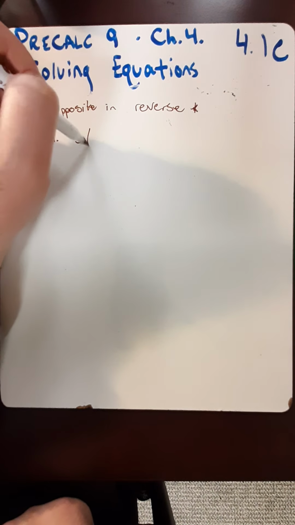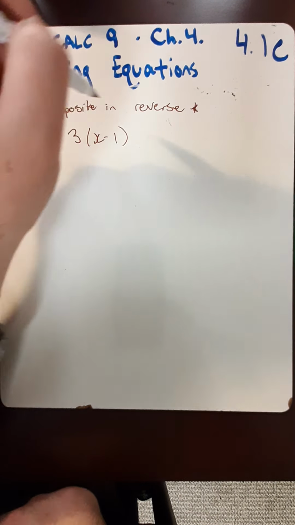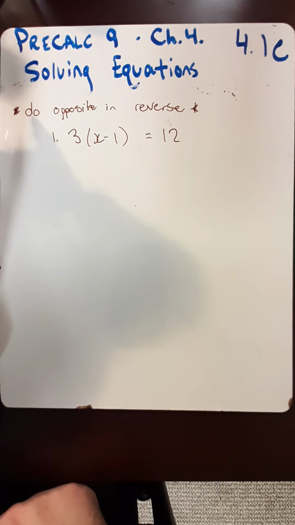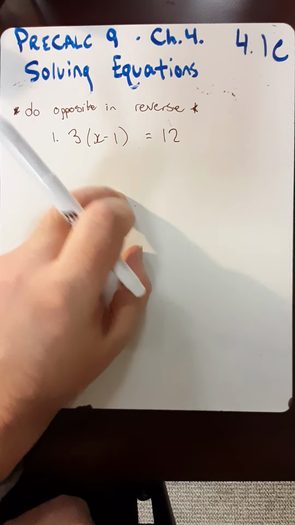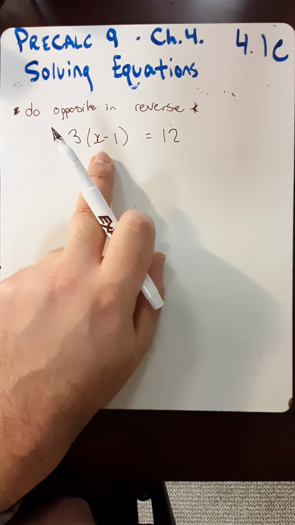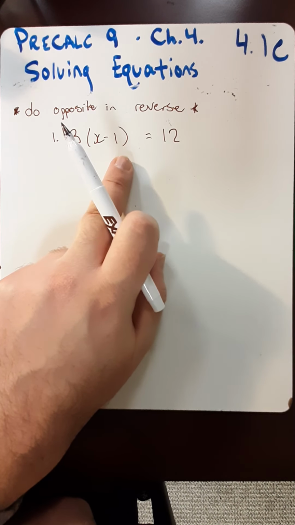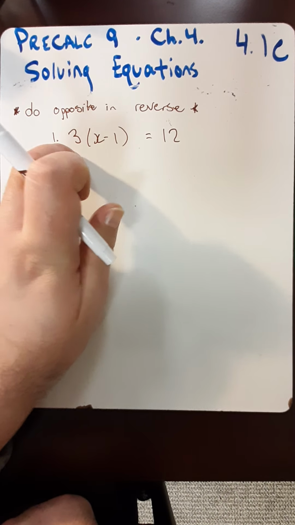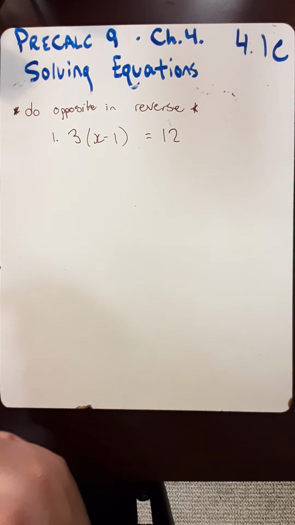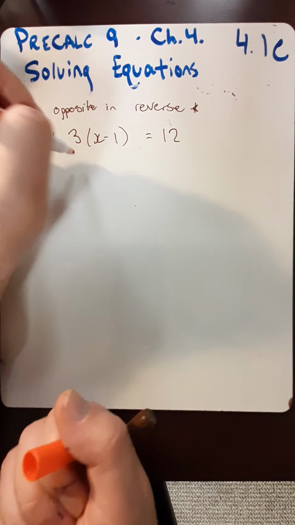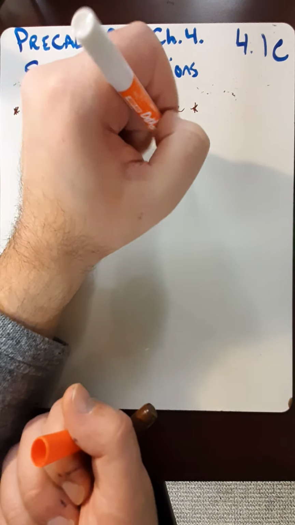3 times (x - 1) equals 12. The key we mentioned was that we want to do the opposite operations in reverse in order to solve for x. So, 1 has been subtracted from x, and then we've multiplied by 3. So this 3 is the last operation. It's on the outside, isn't it? And the opposite of multiplying is dividing. So we'll divide by 3, and I'll do it to this side as well.